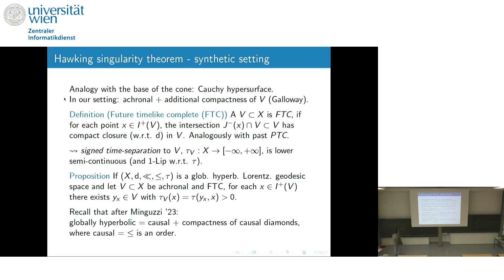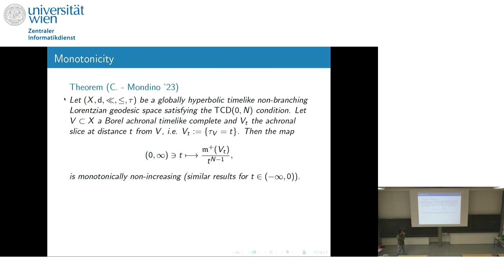And in the case in which you are additionally assuming global hyperbolicity, in this setting we can say, after work by Minguzzi, that this coincides with asking for the causal properties plus the compactness of the causal diamonds. Okay, so with these definitions, we now have a way of measuring the area, and we also have this analogue of the Cauchy hypersurface. So we have this time-like complete subset, and the result is the following.